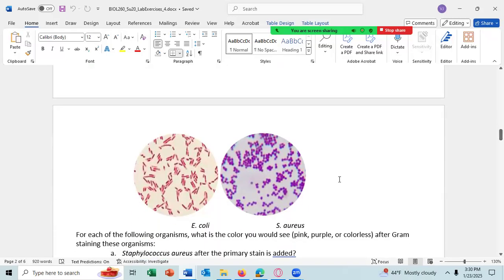And here's the picture, E. coli here, and Staphylococcus aureus. This is a better picture of the E. coli because the cells are not stuck all together, although there might be two stuck together right there and there, but most of them are individual bacilli.